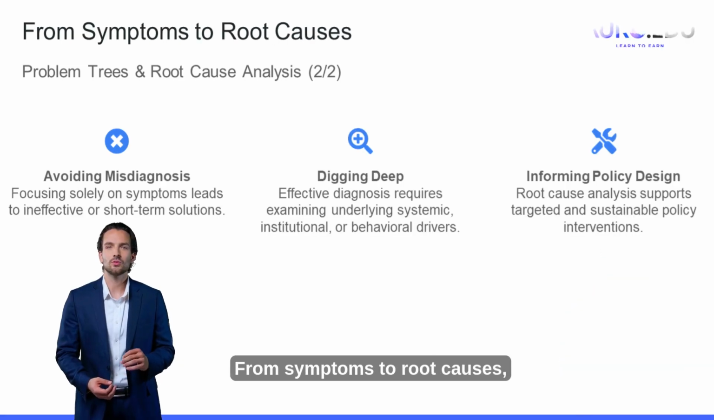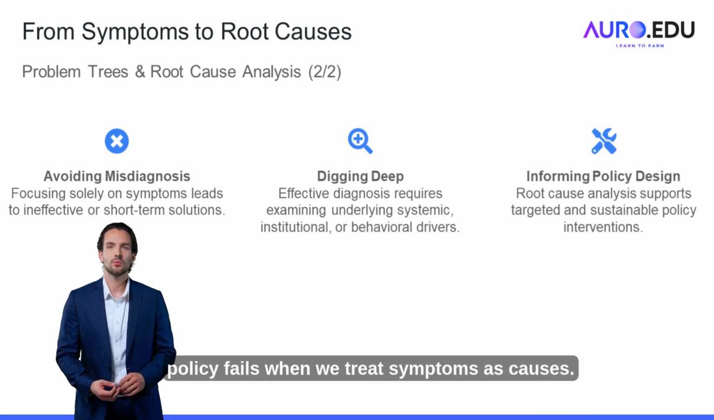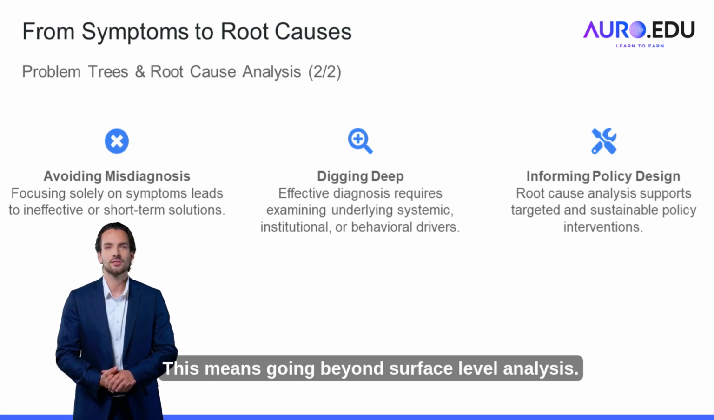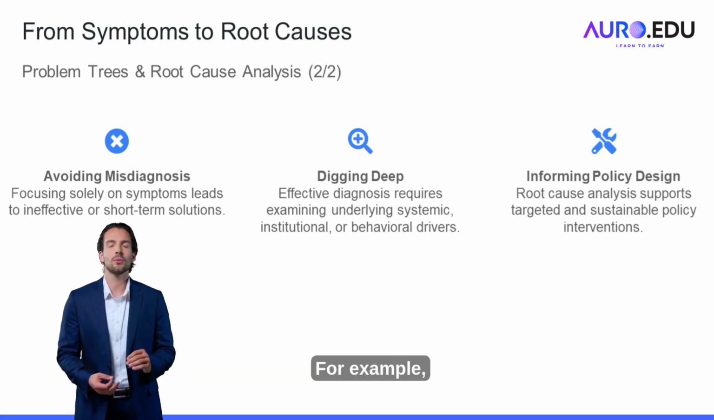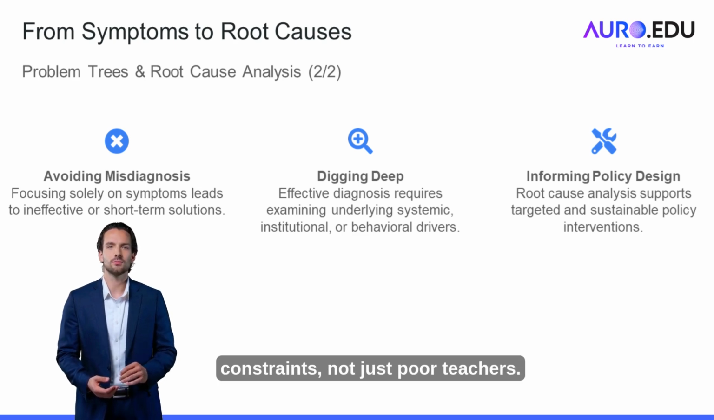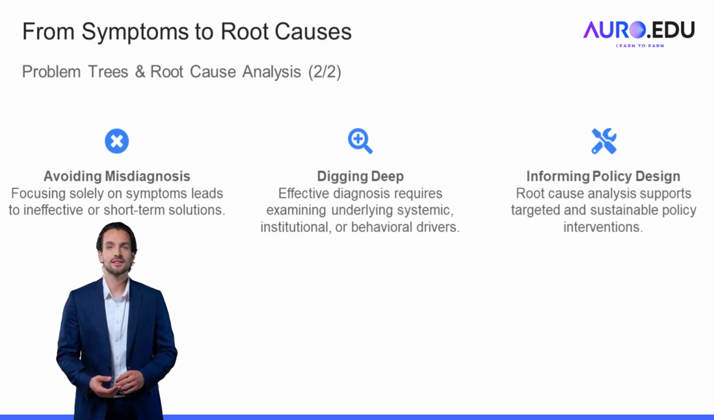From symptoms to root causes. Policy fails when we treat symptoms as causes. Diagnosing root causes, whether they're institutional, behavioral, or economic, is essential for long-term success. This means going beyond surface-level analysis. For example, a failing education system might be traced back to fiscal constraints, not just poor teachers. The key is depth and causality, not just immediacy.